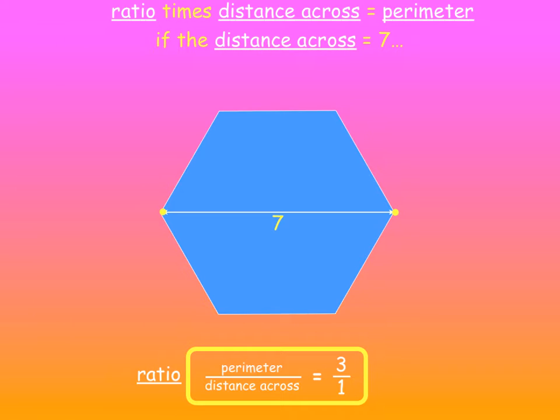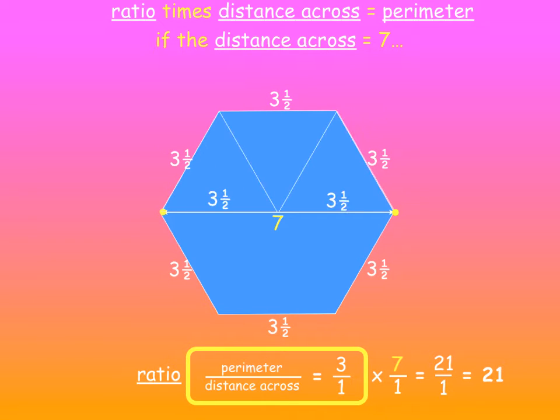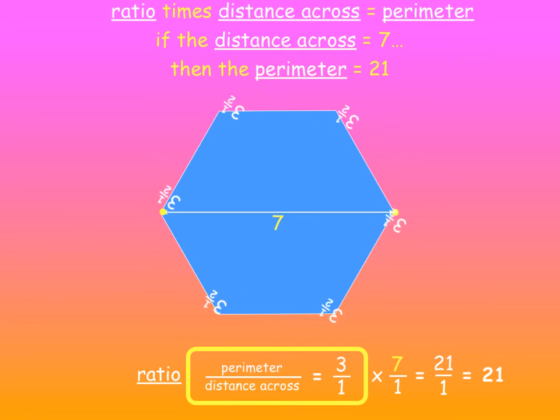If the distance across is 7 units, we'll multiply times the ratio. We get 21. Then the perimeter is 21 units.